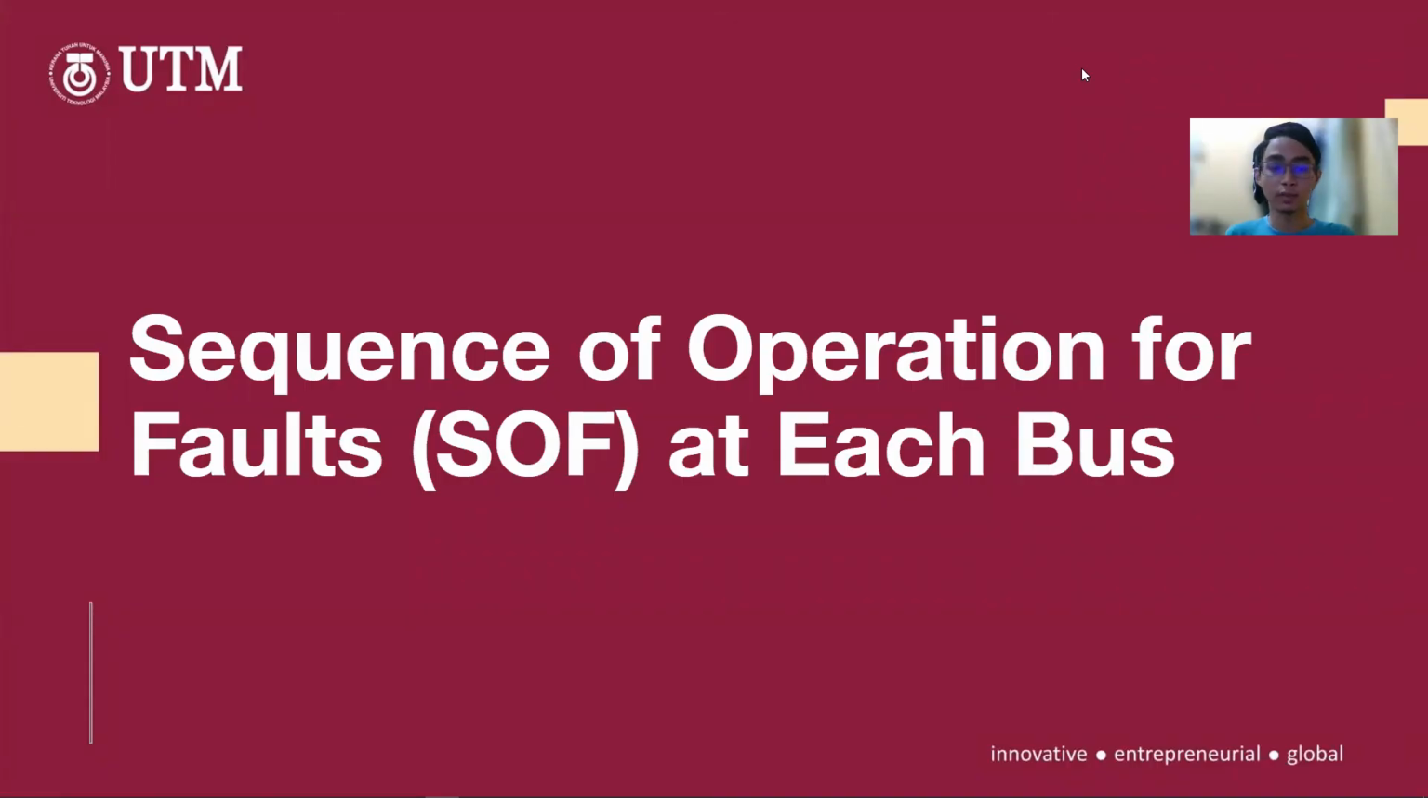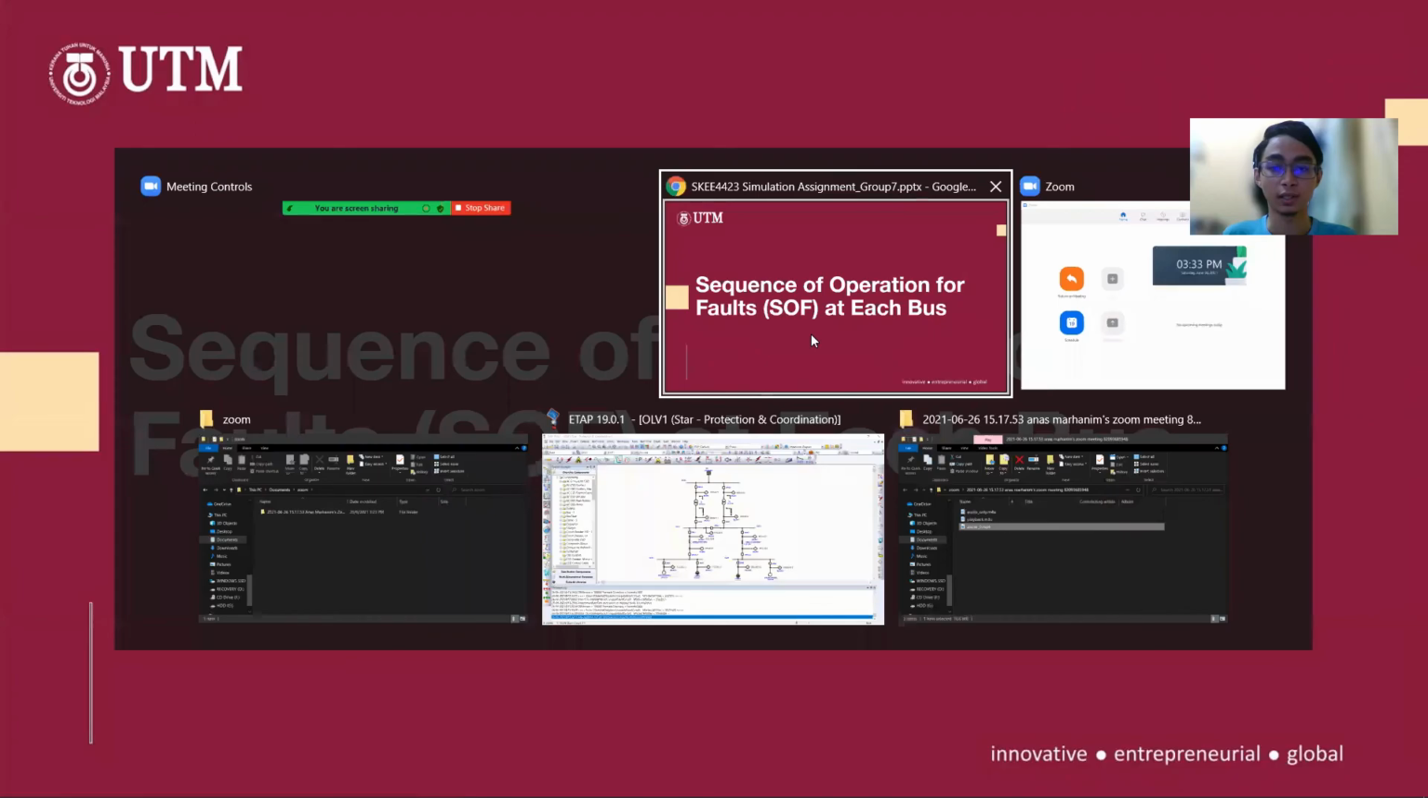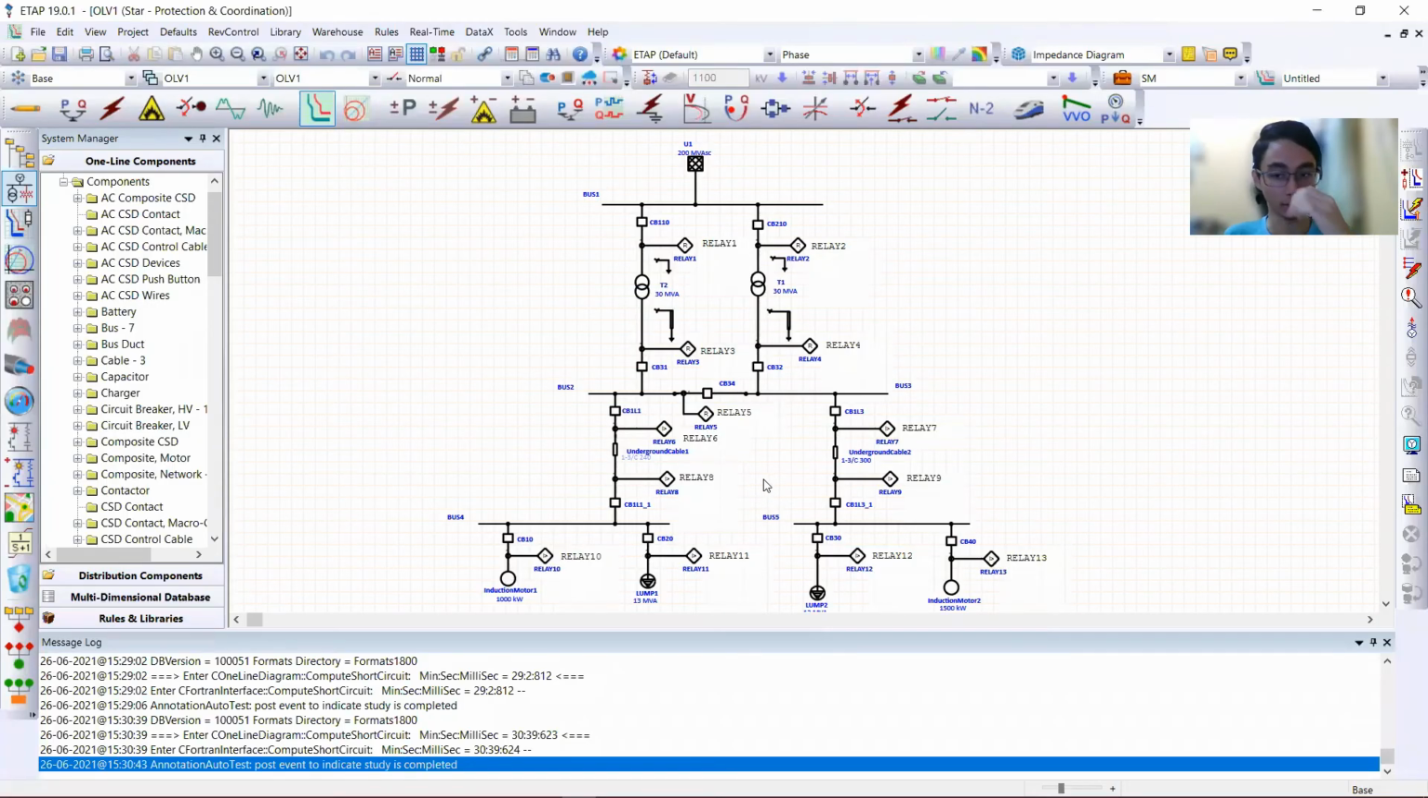Assalamualaikum everyone, my name is Anas Marani bin Ramli, and today I would like to present our simulation assignment part F, which is the sequence of operation for fault at each bus. So basically this is our simulation in our ETAP.